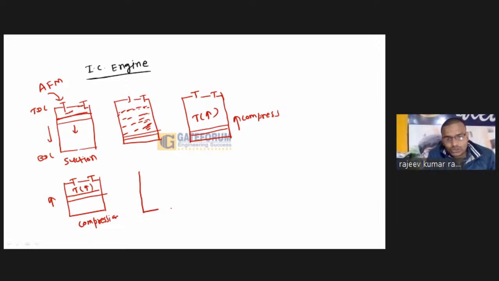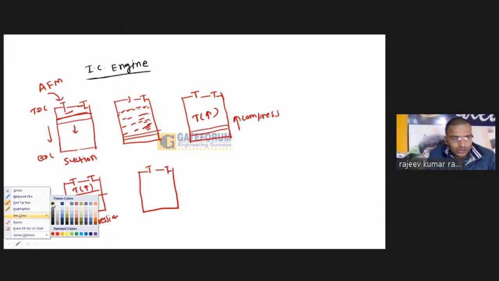Now what is going to happen at the end of compression? We can understand this is your inlet port, and this is your exhaust port, and suppose here is your spark plug. Let's assume first we discuss the Otto cycle.